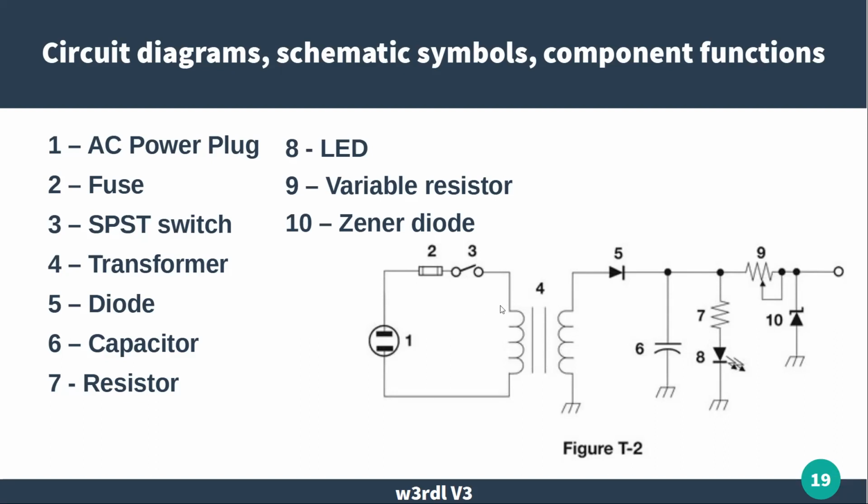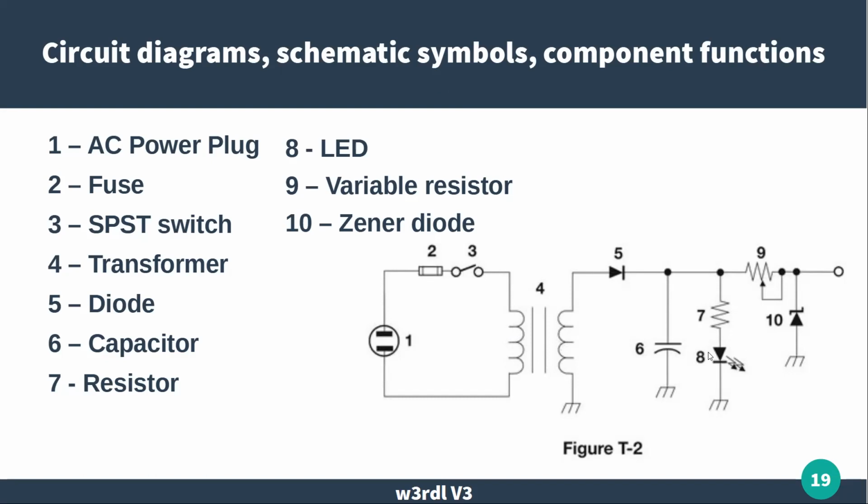Number four is how we represent a transformer. When you see the bars in there, it means there's some sort of medium, iron or ferrite or something, as opposed to just an air core transformer. Five is your diode. Six is a capacitor. We've been through those. Seven is a resistor this time. It was number one in the previous one.